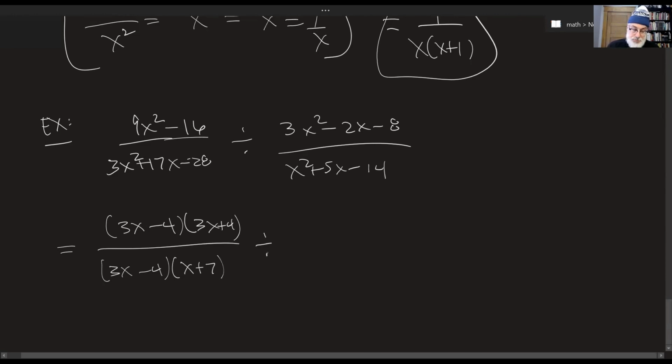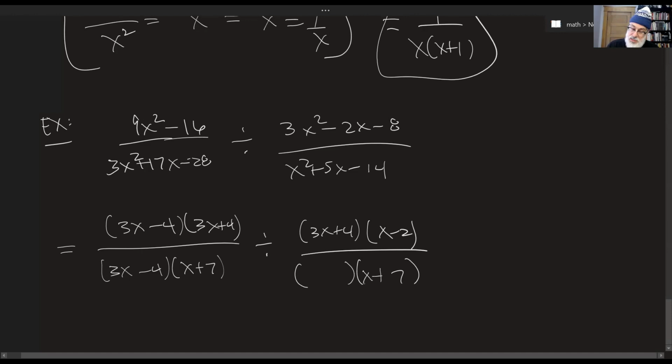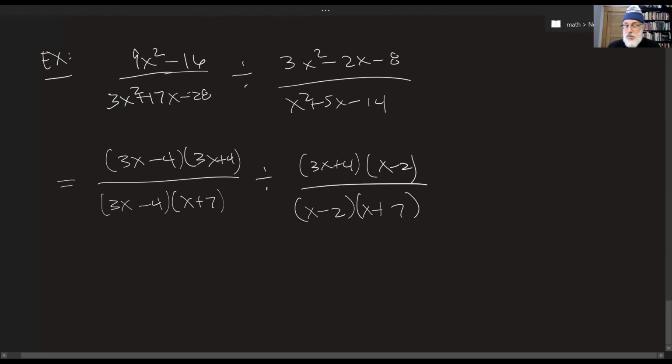Divided by 3x to the fourth, x minus 2. This would be the AC method for the top, and the bottom I'm just using the what two numbers multiply to give me 14. Then when I add them, give me positive 5. That would be x plus 7 and x minus 2. Okay, so that is the factorization.